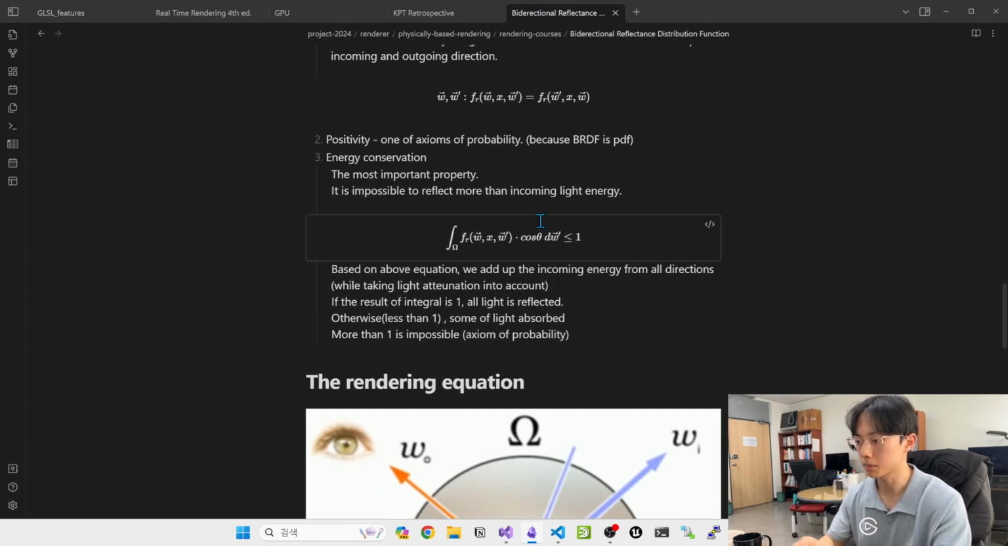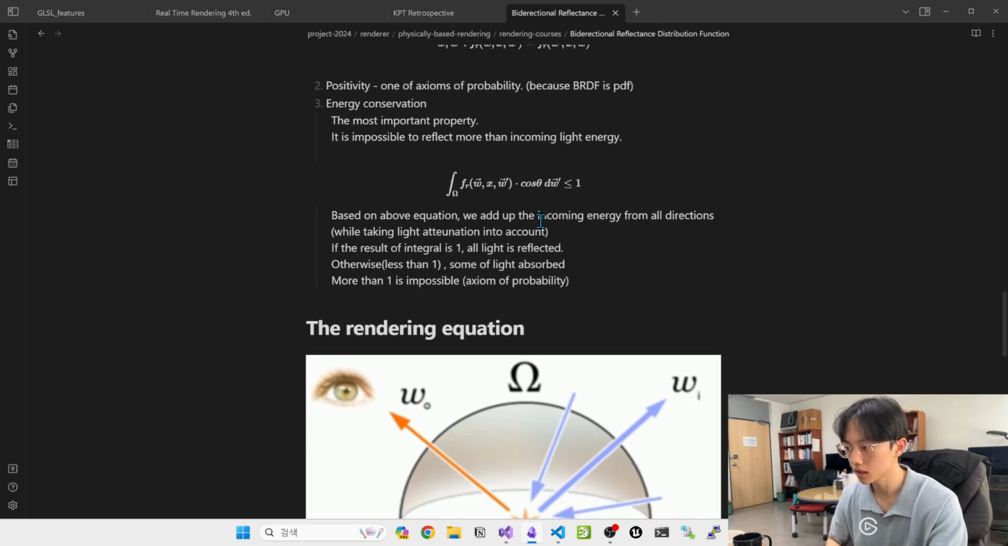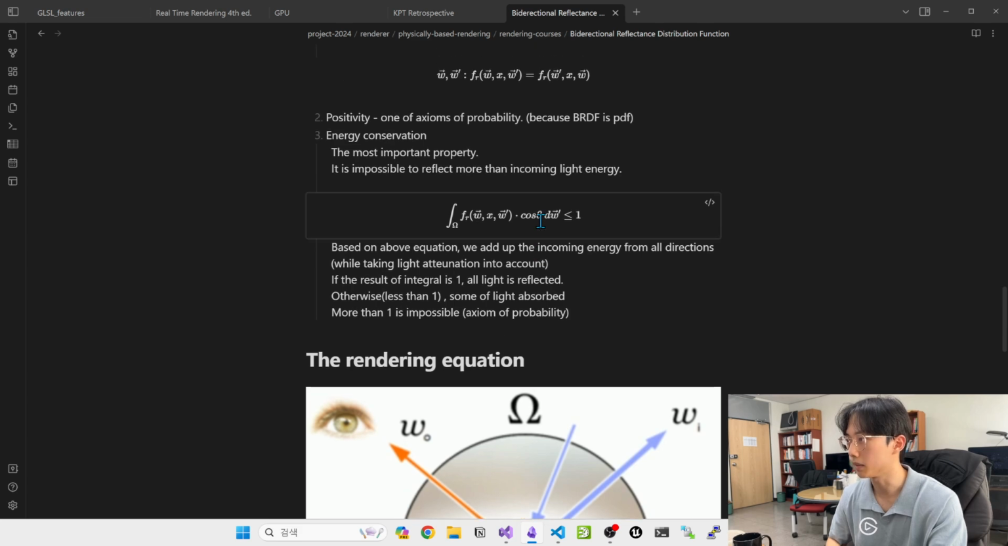The next thing is positivity. This is obvious because it is one of the axioms of probability, because the BRDF is basically a probability density function, and probability is non-negative. There is no negative probability.